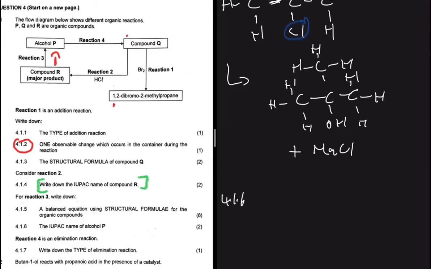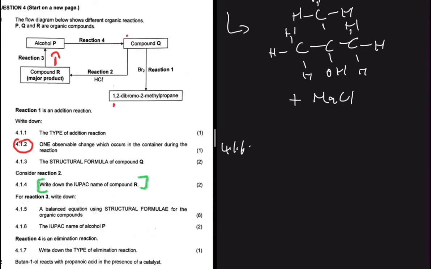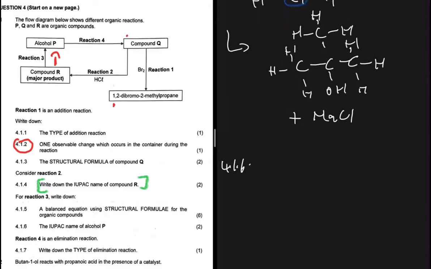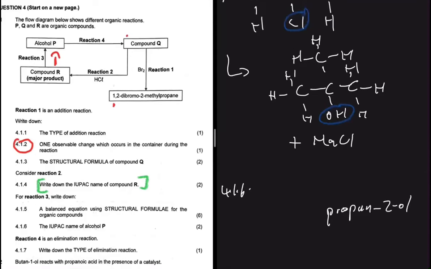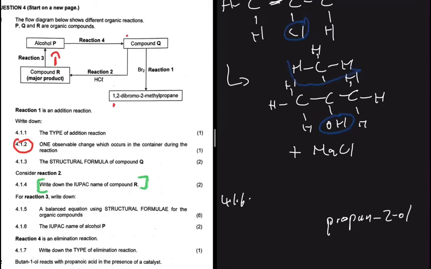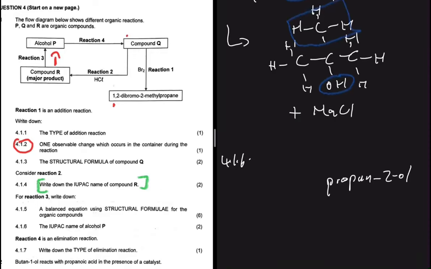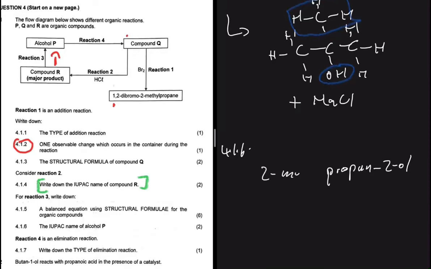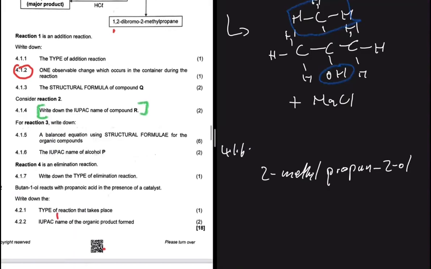4.1.6, we need the IUPAC name of the alcohol. So the OH is on the second carbon, right? So it's going to be propan-2-ol, and then now we just need to put the branch in our IUPAC name. So we're going to have 2-methylpropan-2-ol, and we are good to go, right?